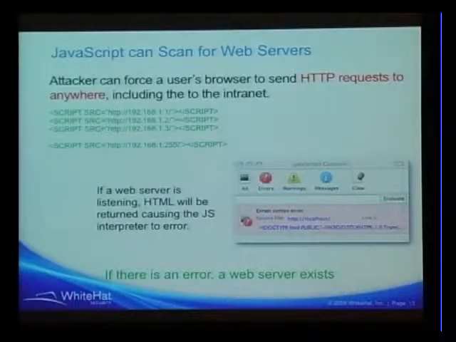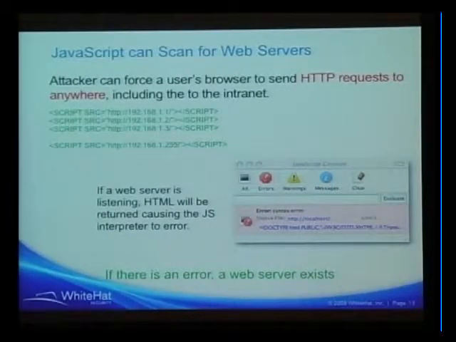source in a particular internal NATed IP address. If there's HTML listening on that particular IP, it will respond with HTML and get loaded in the JavaScript interpreter, causing an error. If an error exists, you know there's a web server listening there. If it just times out, there will be no error, so you know there's not a web server there.